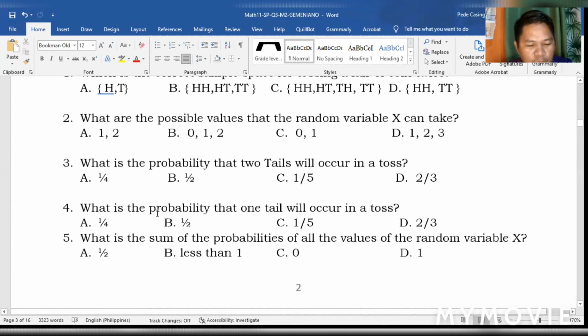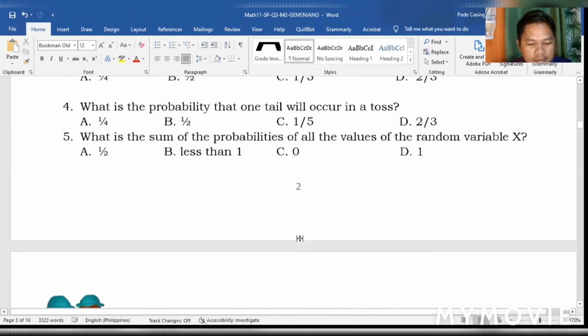Number 4, what is the probability that one tail will occur in a toss? A, 1/4, B, 1/2, C, 1/5, D, 2/3. Number 5, what is the sum of the probabilities of all the values of the random variable X? Is it A, 1/2, B, less than 1, C, 0, D, 1?